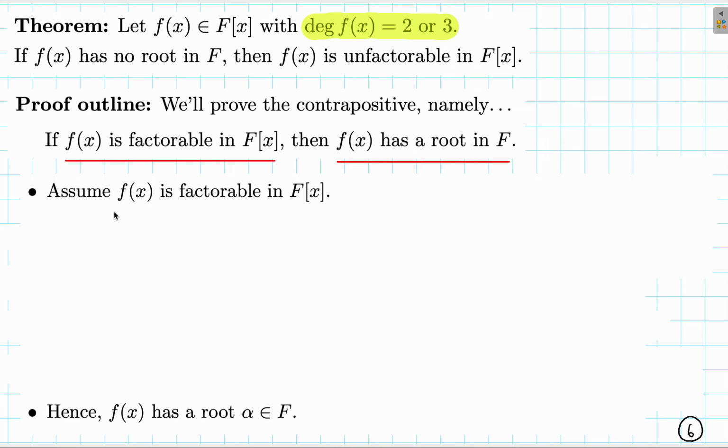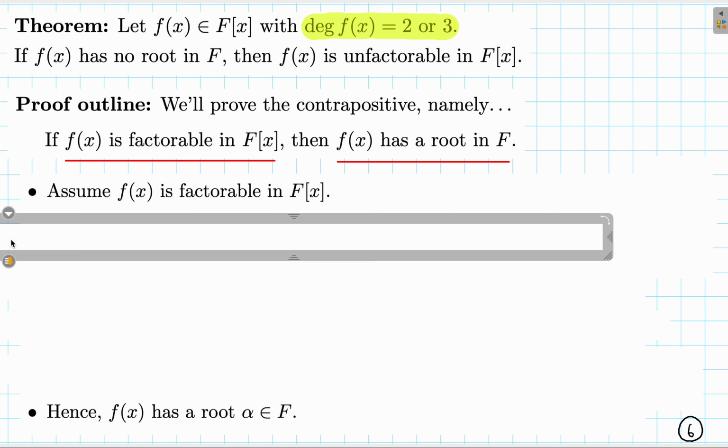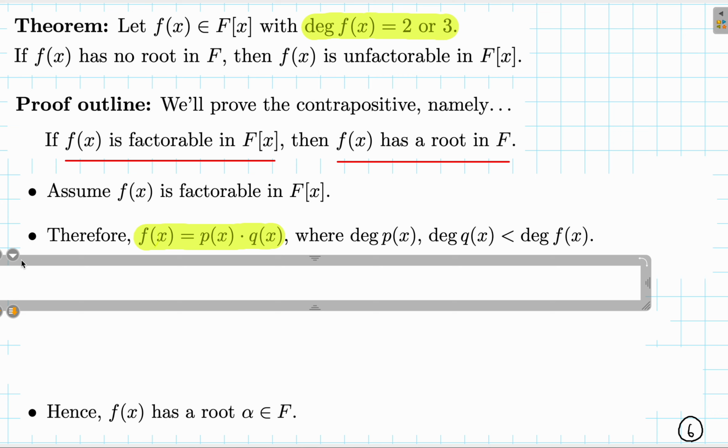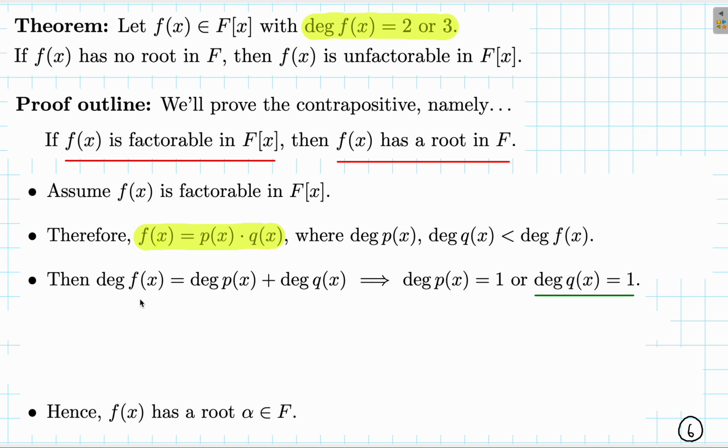So since f of x is factorable, it has a legitimate factorization. In other words, f of x is equal to p of x times q of x, where the degree of both p of x and q of x are less than the degree of f of x. Now, using the property of the degree, since f of x is the product of p of x and q of x, we can say that the degree of f of x is the sum of the degrees of p of x and q of x.